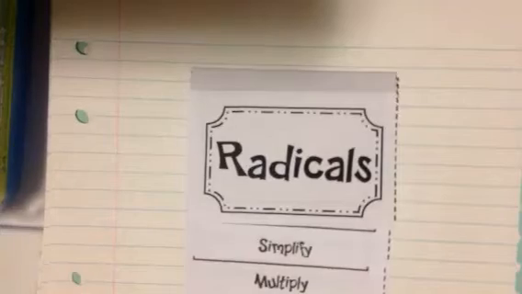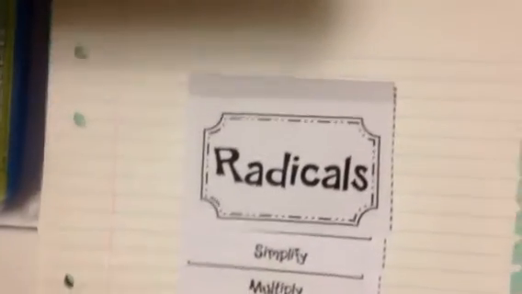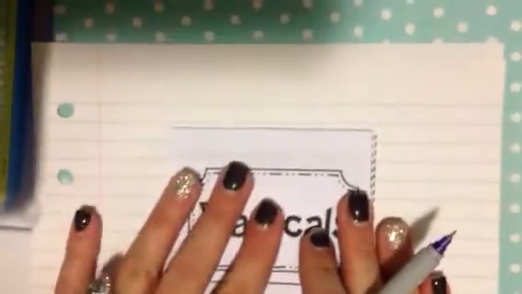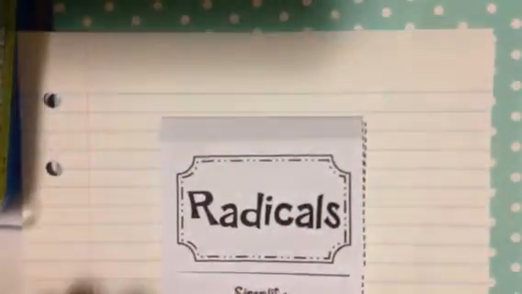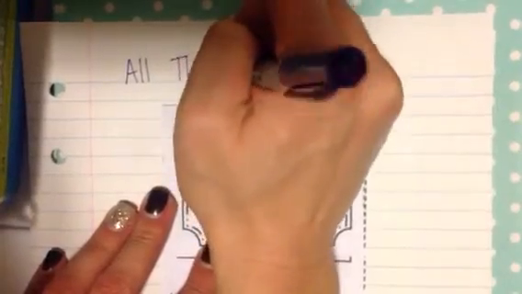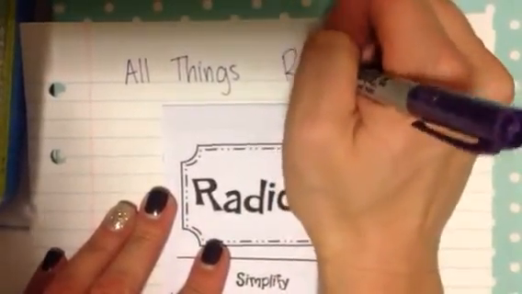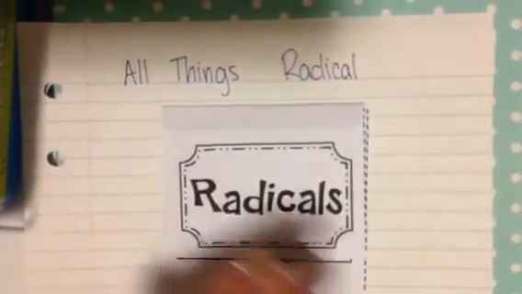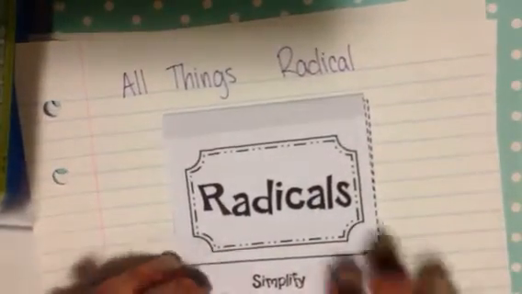Now that we have our note taker created for radicals, I want you to glue it onto your paper or in your notebook, and I need you to title the page All Things Radical. So this is going to have to do with everything that has to do with radicals. So if we flip open to the first one, Simplify.